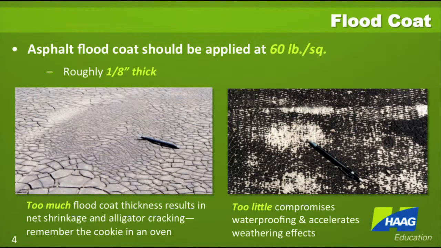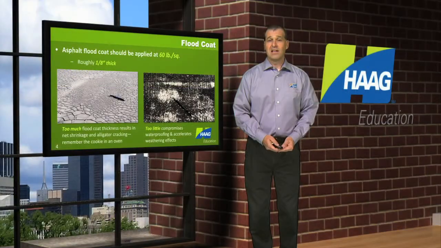In the photograph on the left, we see where too much thickness of flood coat was applied. This may have been because the temperature was too low. When it's too thick, there ends up being more net shrinkage with time. The cracks become more numerous, deeper, and wider. And this is called an alligator cracking pattern.